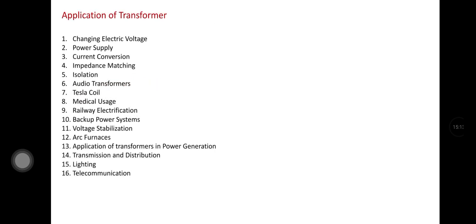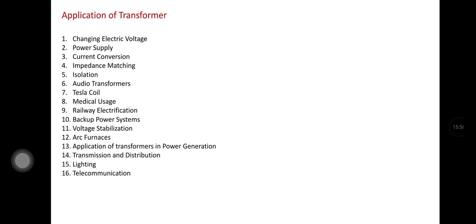Now we discuss the applications of transformers, where they are used in the market and what the applications are. Changing electrical voltage, we just understood what step up and step down transformers are. Power supply, of course, it is used in power supply, and there is a center tap also in the secondary windings from where you can achieve multiple voltages across the secondary windings, like 24 volt AC, then 12 volt AC, after that 10, 6, 4, 2, whatever.